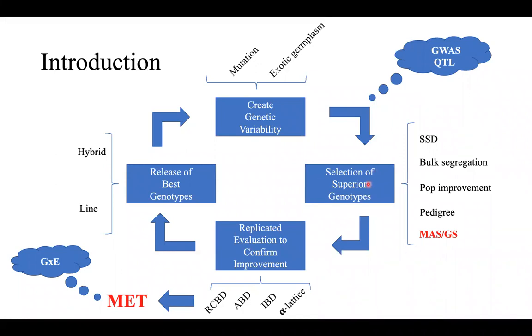But my topic today is related to genotype by environment. So after, let's say, introgressing that important QTL into the breeding population, we need to assess those high-performing genotypes in a multi-environment trial, so we can define which ones we should release as commercial varieties, or to sell as a hybrid or a line, a finished product.